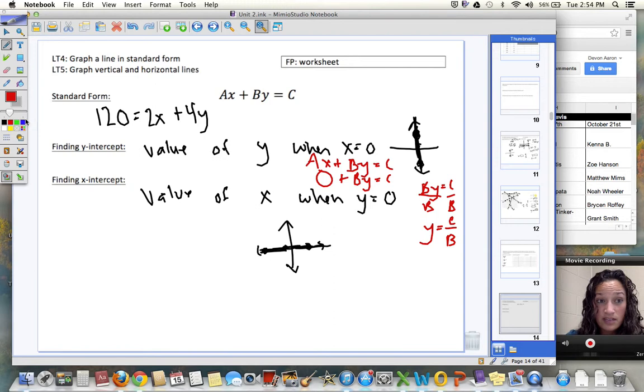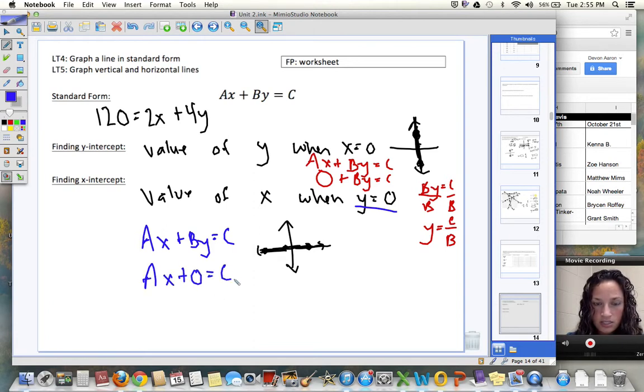I can do the same thing here. If I have my standard form ax plus by equals c, when I want to find my x-intercept, I set my y equal to 0. So I'm going to have ax plus 0 equals c, which is just ax equals c. If I want to find x, I divide by a. So my x is going to be my c over a. I'm going to give you that right up here.